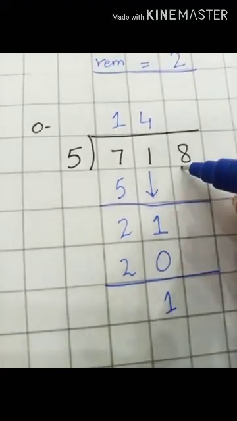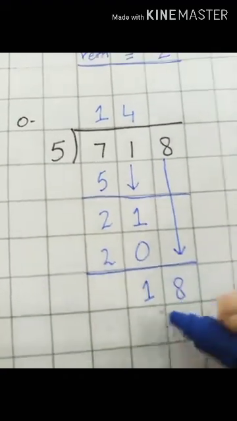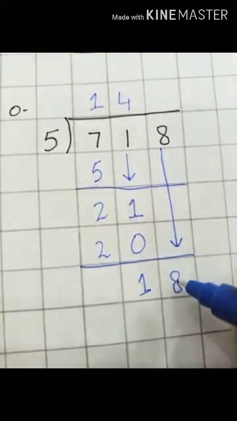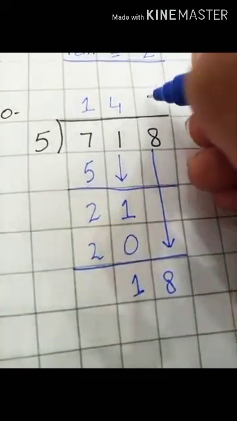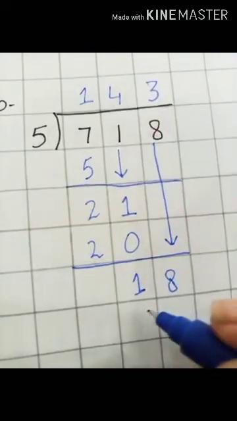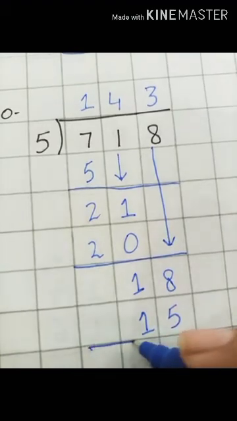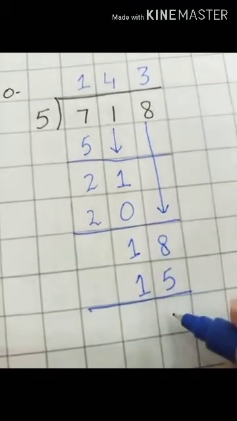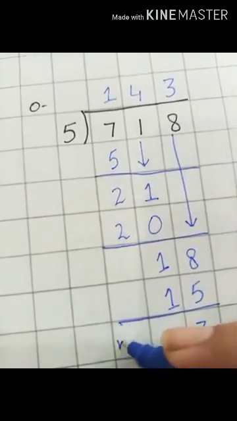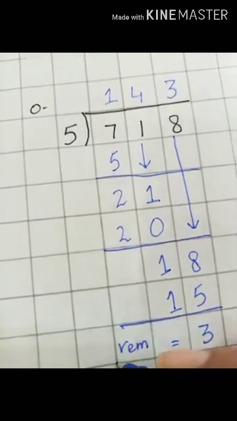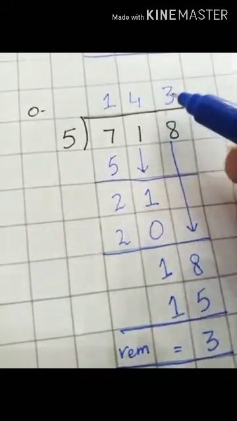So bring this 8 down because this one is smaller than my divisor. Now students, this is the number 18. I can divide it further by the table of 5. 5 3s are 15. Here I am writing 3 in the quotient and 15 beneath my number 18. Next step is subtraction. 8 minus 5 is 3. Now students, this 3 is smaller than my divisor and I can't divide it further, so this will be my remainder. Okay students, and our quotient is 143.